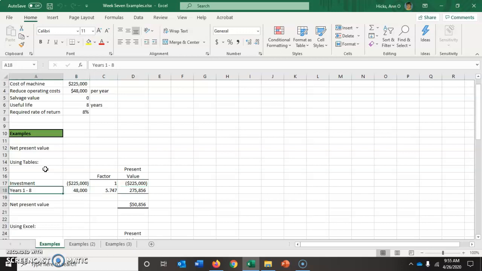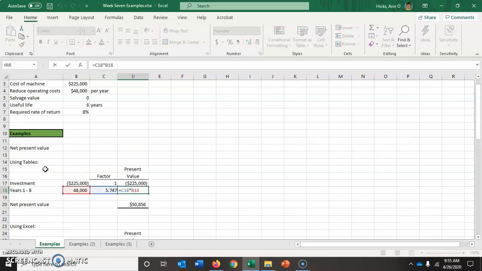Then the next cash flow is the savings that we will generate of $48,000 a year. In this case, that's the same dollar amount every year, so we can calculate that using an annuity. So we have 48,000, and then I identified the factor from the present value of an annuity table for 8 periods and 8%. I then multiplied those 2. That gives me a positive cash flow of $275,856.